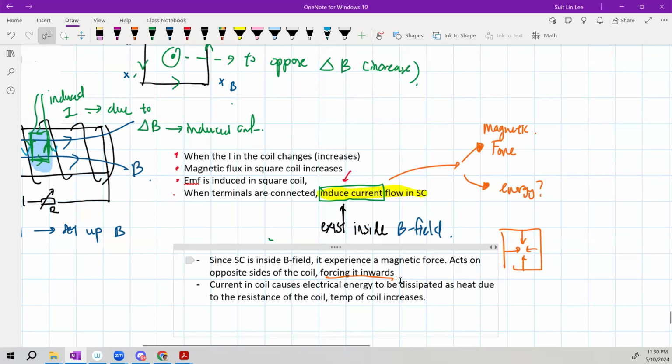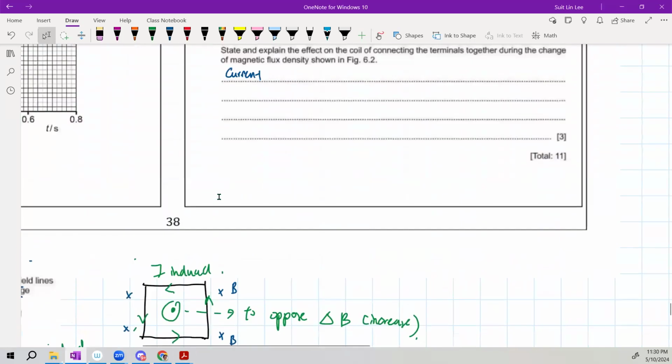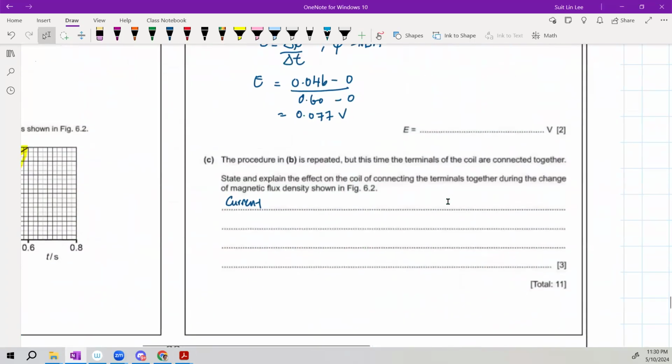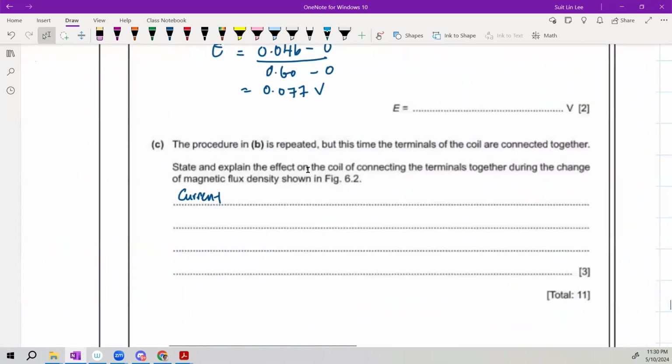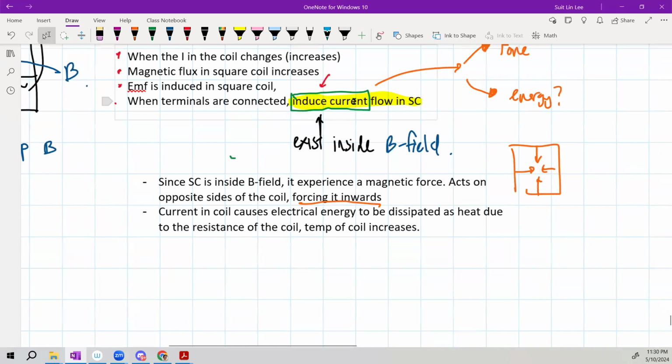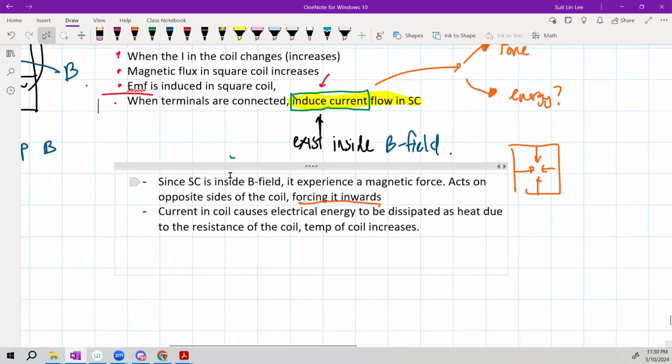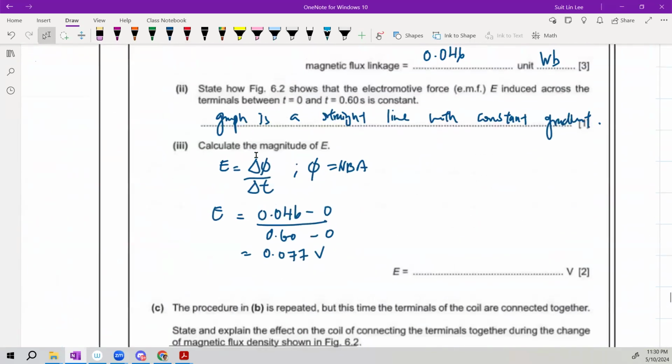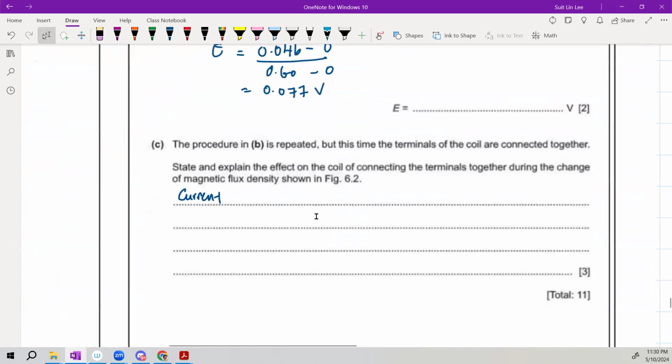Okay, so how you answer this really depends on what the question wants from you. This particular question is very open because it says here, explain the effect on the coil when connecting the terminals together during the change in magnetic flux density. So you just need to start the explanation here. You don't need to explain why there is EMF because you have already calculated the EMF previously. Because they did not ask you to explain the EMF. They say explain the effect of the terminal connected during the change in flux.